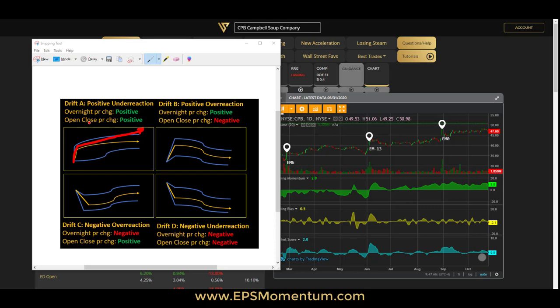Because of their sheer size, they're pushing the price up during the day. So that second part, the open close change, is positive, meaning pushed up, meaning the institutional investors have bought the stock aggressively for the quarter. But the thing is, they didn't buy enough, right?